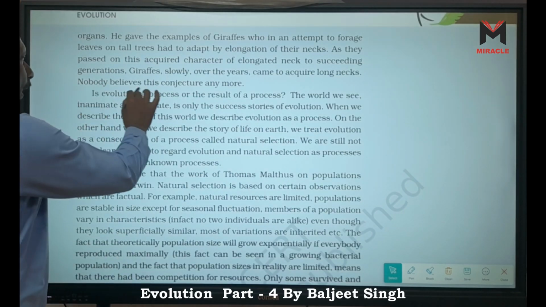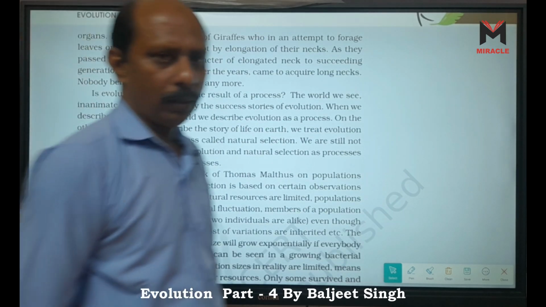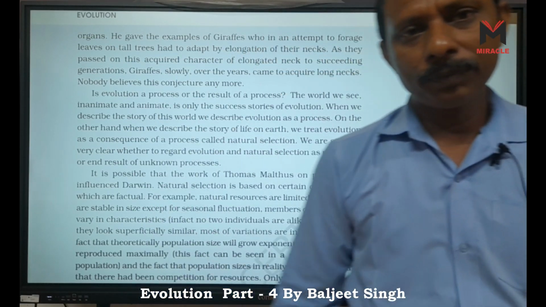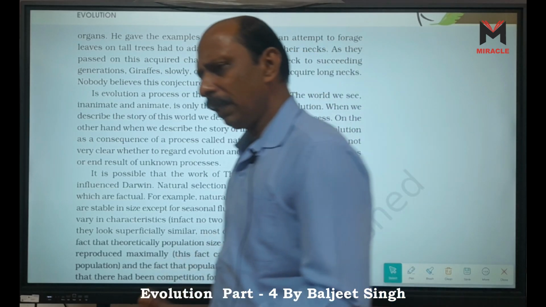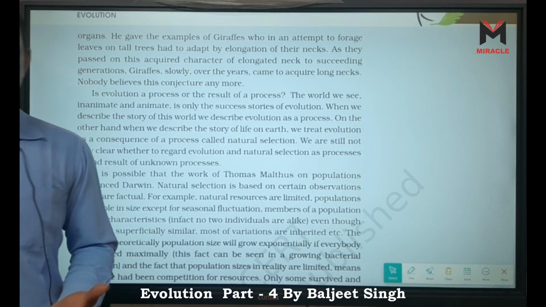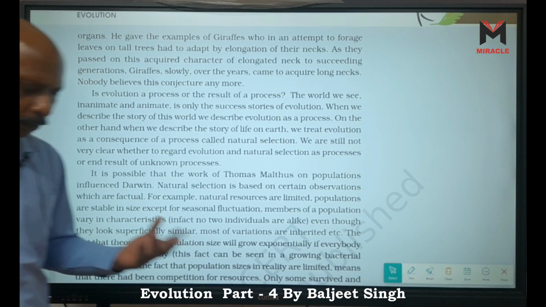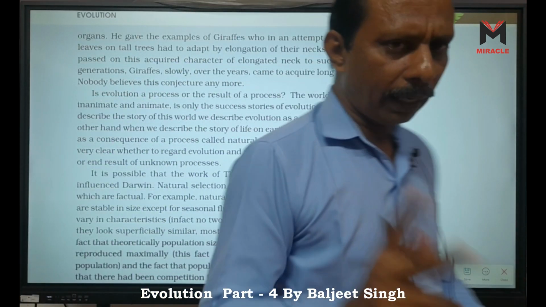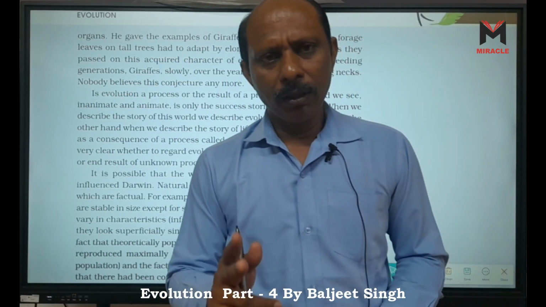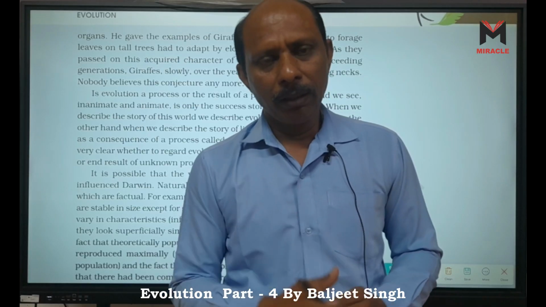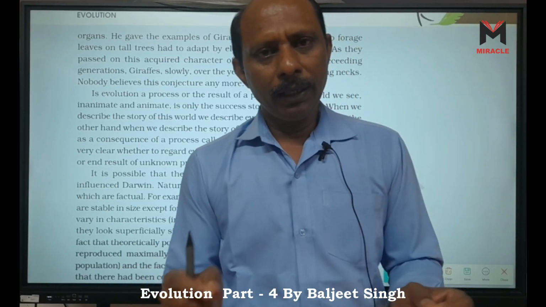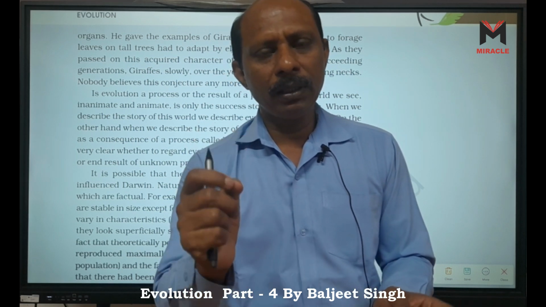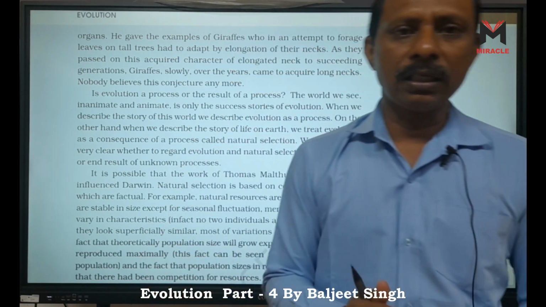Nobody believes this conjecture anymore. Why does nobody believe this conjecture anymore? Because many exceptions are there, right? For example, Weismann, a scientist, cut the tails of mice for 21 generations. But in the 21st generation, when he measured the tail, it had not decreased a single millimeter.